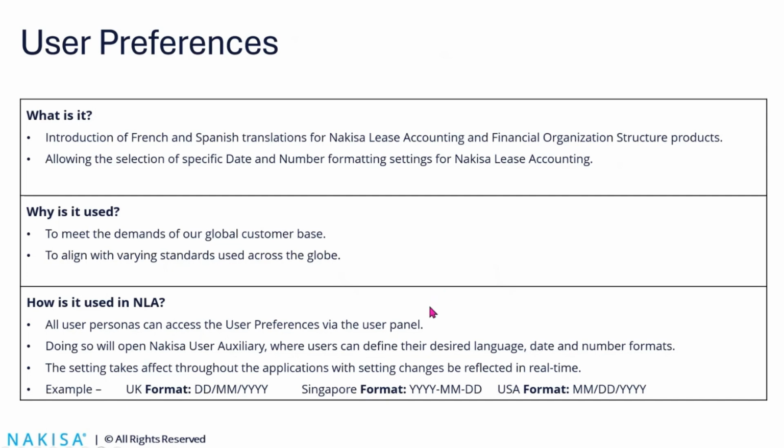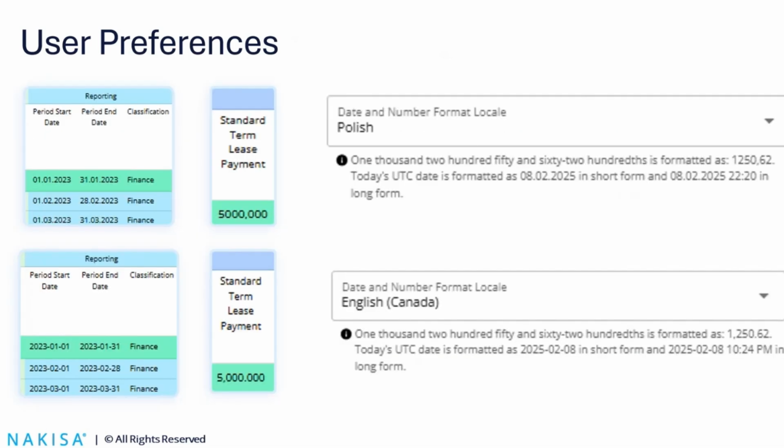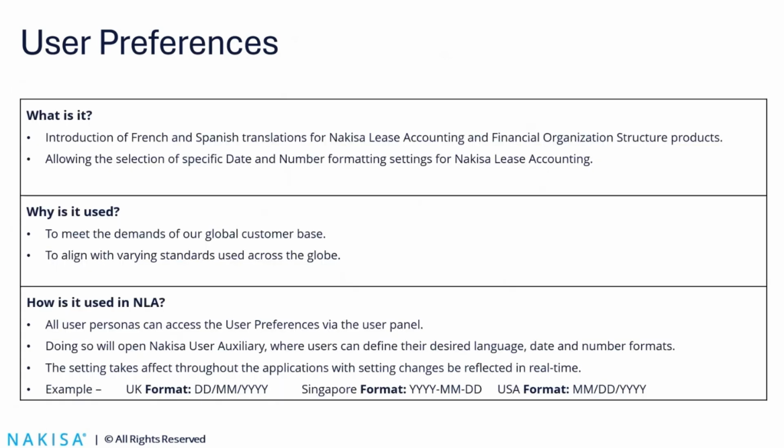Why we have introduced this? To meet the demands of our global customer base, to align with varying standards used across the globe. So how is it used? So all of us user personas can access the user preferences via the user menu, which will open a Nakisa user auxiliary where the user can define the desired language, date, and number formats.